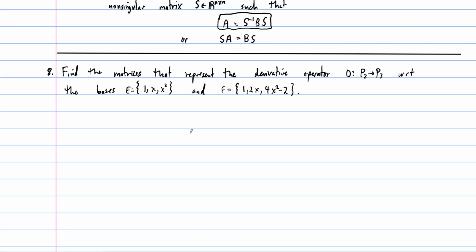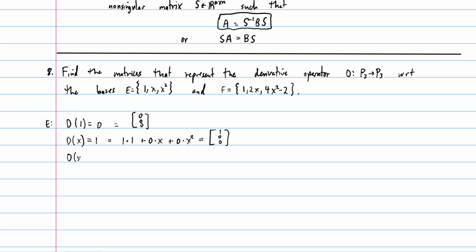All right, let's see how you did. Let's take first E. With this E basis, this one's going to be very straightforward. We'll just take the derivative of each basis vector. The derivative of 1 is 0, and so in coordinates, that's the 0 vector. The derivative of x is 1, and so again, this is 1 times 1 plus 0 times x plus 0 times x squared in this order. So this is the vector 1, 0, 0.